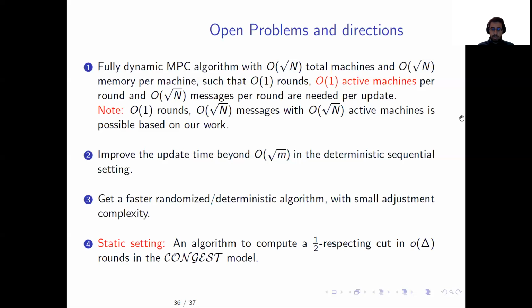So except the delta update time algorithm and the distributed algorithm, our other sublinear update time algorithms actually have high adjustment complexity in the worst case. So it'd be interesting to get faster randomized and deterministic dynamic algorithms with small adjustment complexity. In the static setting, the major open problem is to compute, let's say, a half respecting cut in small o of delta rounds in the CONGEST model. The best known algorithm takes roughly delta rounds in the CONGEST model.